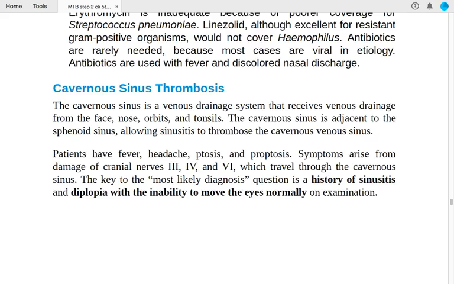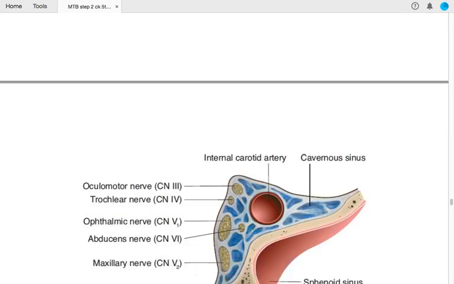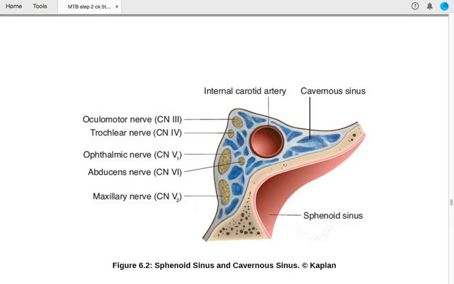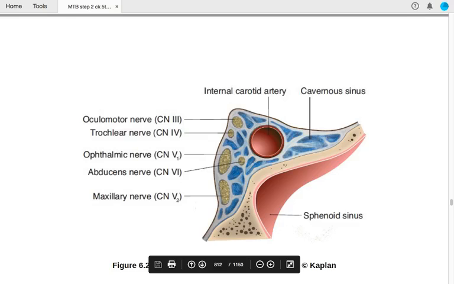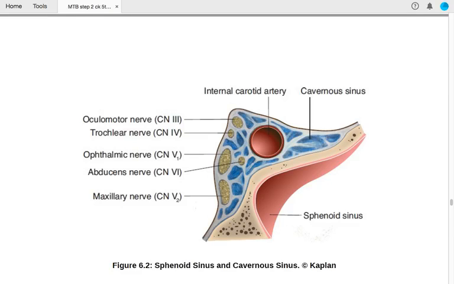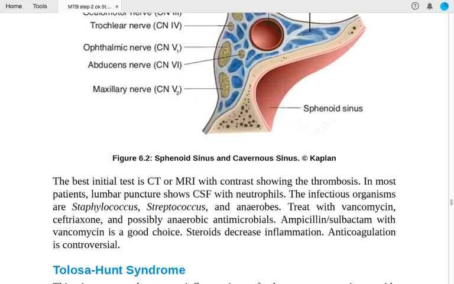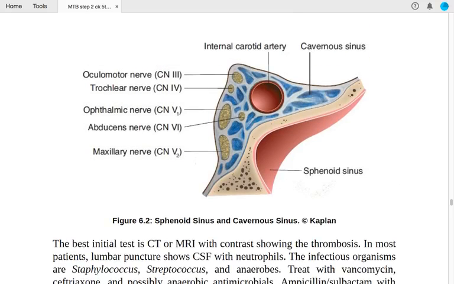cavernous sinus thrombosis. There you can see the sphenoid sinus here, the cavernous sinus, and the internal carotid artery. This is the oculomotor nerve, that is third, then fourth, trochlear, and fifth has three divisions: ophthalmic, maxillary, and the third one is mandibular, which is not shown here anatomically. And this is the abducens nerve, the sixth cranial nerve, right?